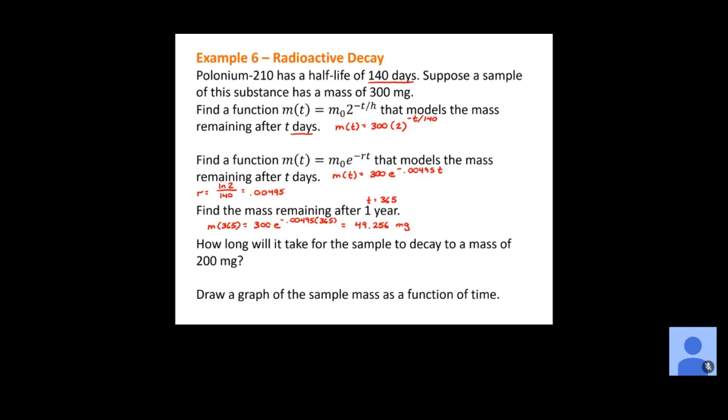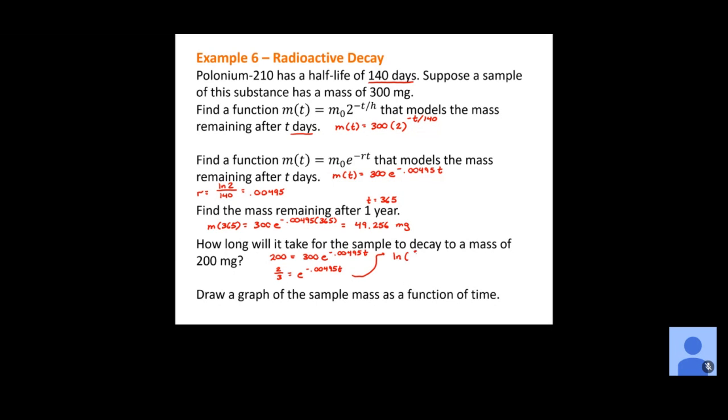Now the next question is we want to know how long will it take for the sample to decay to a mass of 200 milligrams? So again, I'm going to use my formula, same one we just used. I'm going to set it equal to 200 this time though. We got 200 equals, initial is 300, e to the negative 0.00495 times t, because we're looking for the amount of time. Same steps as all the other ones we've done so far. Divide by the 300. That's going to give us 2/3 equals e to the negative 0.00495 t. Then we can take our natural log of both sides.